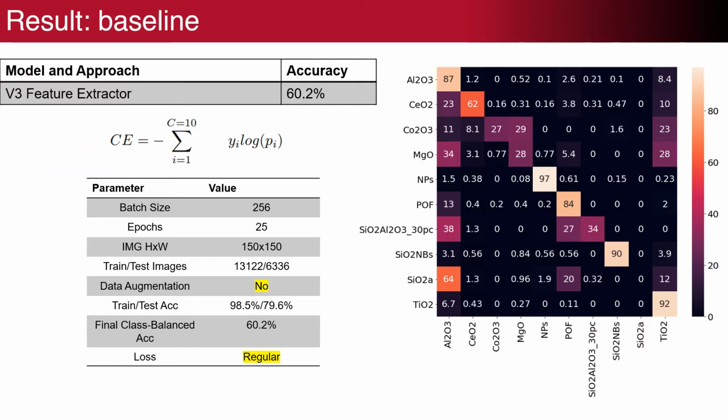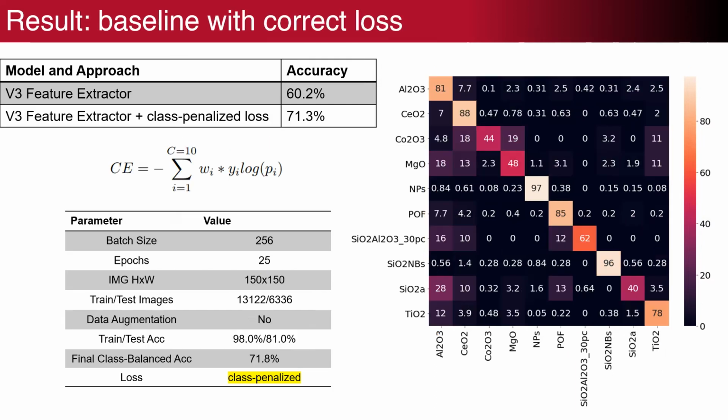Here is the baseline result. Without any data augmentation, and by using just a regular cross-entropy as our loss function, we achieved up to 60% in accuracy. In the confusion matrix, you can see that most of the images are classified into the largest classes, which is not surprising because of the unbalanced data set.